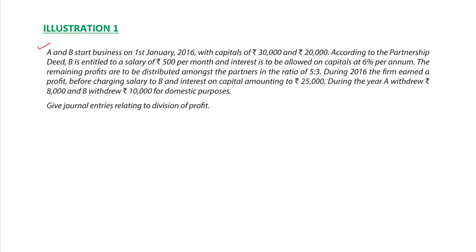Illustration: A and B start business on 1st January 2016 with capitals of 30,000 and 20,000. According to the partnership deed, B is entitled to a salary of 500 per month, and interest is to be allowed on capital at 6% per annum. The remaining profit is to be distributed among the partners in the ratio of 5:3. The profit sharing ratio is 5:3.